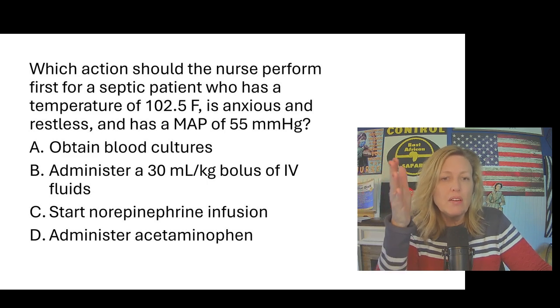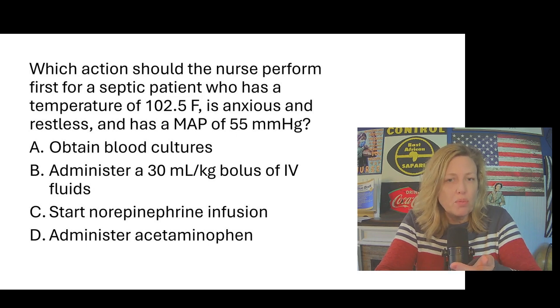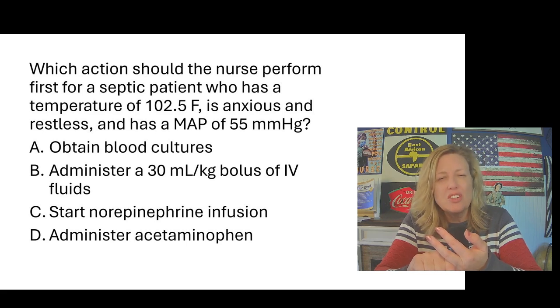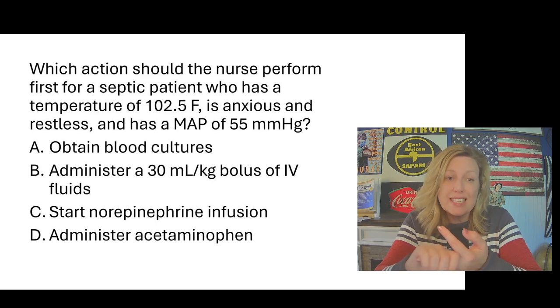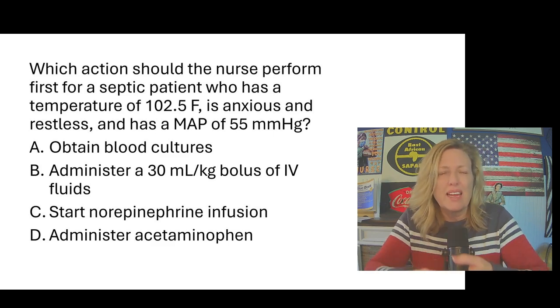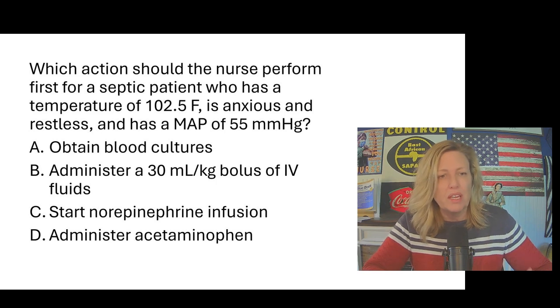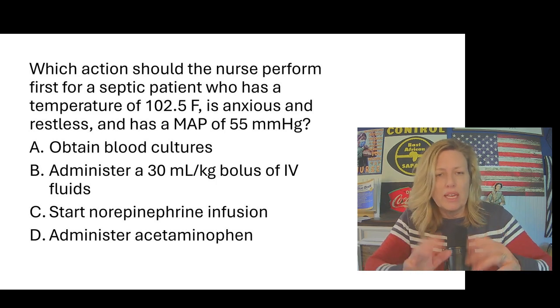So let's see, what is the objective problem? Well, the objective problem is they have a temp of 102.5 and they have a MAP of 55. Anxious and restless. Anxious is actually not all that objective. It's sort of subjective, like I have to tell you I'm anxious. Restless is objective, but I don't know what to do about that. Like, I guess I could give some Ativan or something, but I'm not that crazy about giving Ativan to somebody who's going into sepsis. So I don't like that.